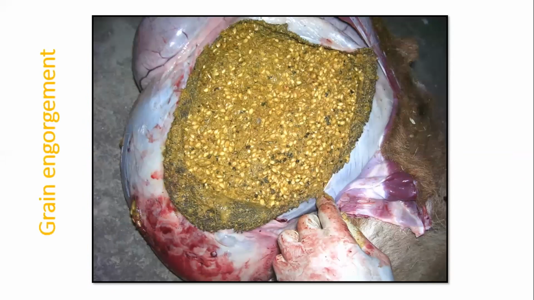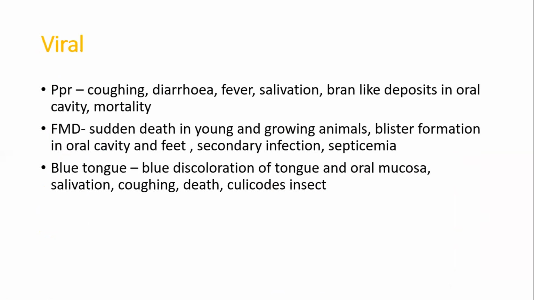Then another etiological factor that may lead to sudden death is grain engorgement. Grain engorgement is due to consumption of grains in a large amount, and after that the animal generally drinks a lot of water, then the grains start swelling because of the water. There is swelling of the grains, and ultimately severe tympany is there, extensive enlargement of the rumen is there, and ultimately the animal dies because of the shock.